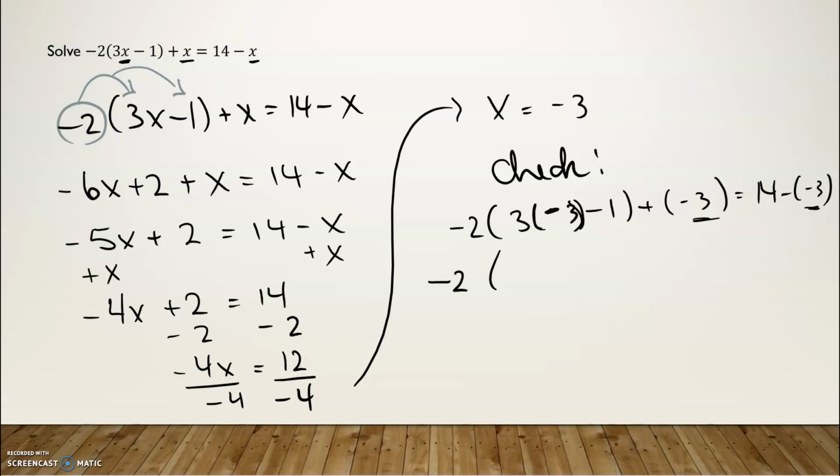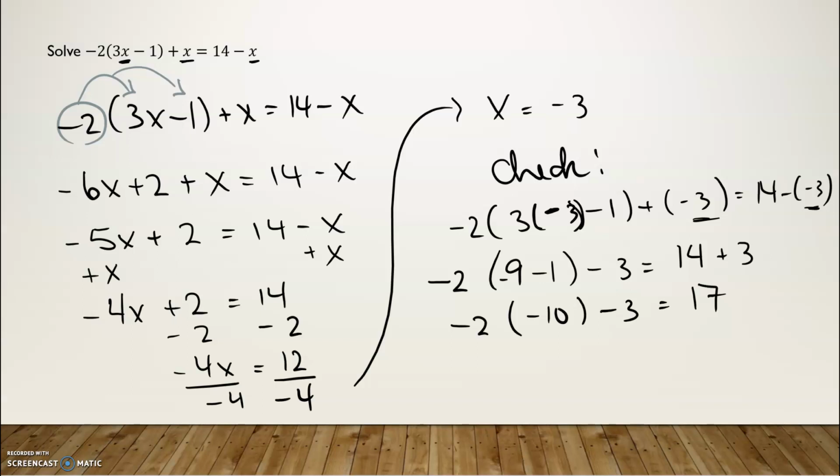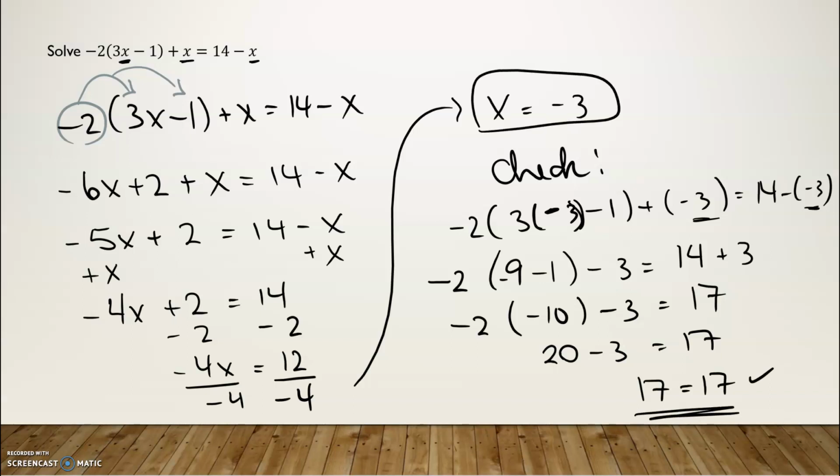Okay, negative 2. So that's a negative 3 times a 3. So that's a negative 9 minus 1 minus 3 is equal to 14 plus 3. Negative 2 times negative 10 minus 3, that's 17. That is a positive 20 minus 3 is equal to 17. 17 equals 17. Okay, that comes out to a true statement, so that means that I know that x equals negative 3 is my final answer. Because I only have one answer, that means that this equation here is conditional.